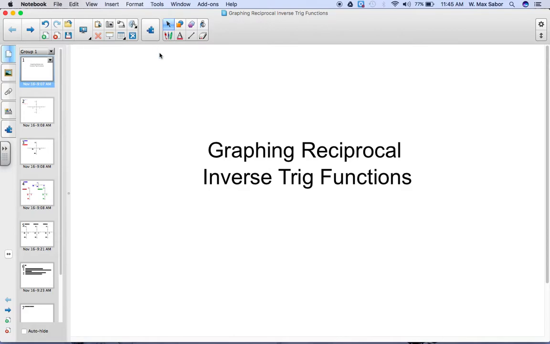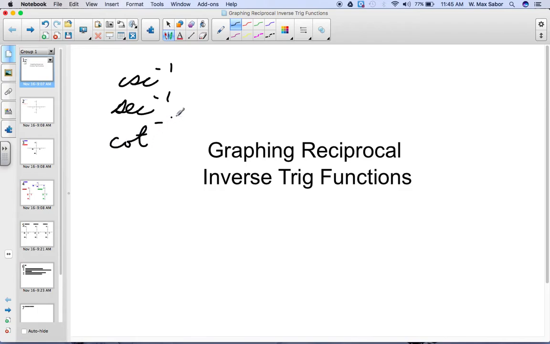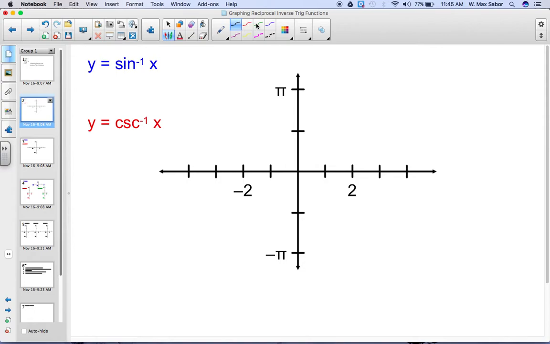How do we graph reciprocal inverse trig functions? So the inverse trig functions are arccosine, arcsine, and arctangent. We're looking at arccosecant, arcsecant, and arccotangent. So let's start with arccosecant.